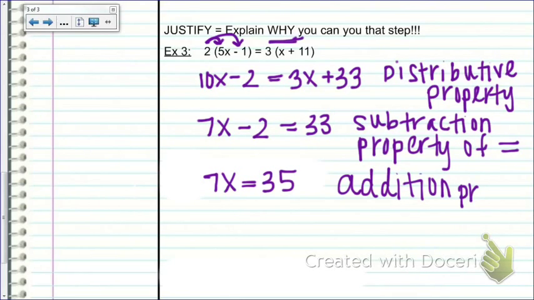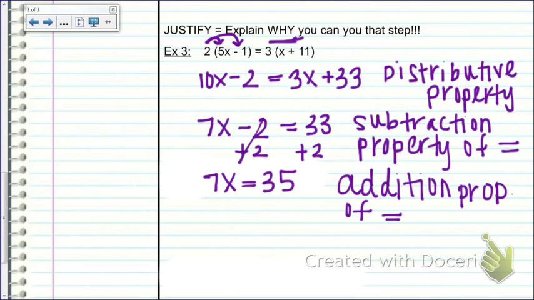Jonah, question. Wouldn't it be 7x equals 31 because it's minus 2, so you'd have to replace it with plus 2, and 33 plus 2 equals... 33 plus 2 is 35. No, I thought that's negative. But in order to get it to the other side, we add 2 to both sides. Oh, never mind. Mm-hmm. Okay. So guys, make sure you do show your work. So addition property of equality.